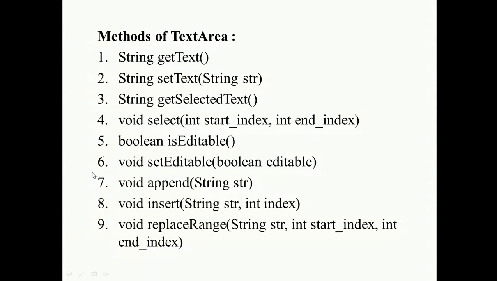The first six methods are the same as the text field, but the last three methods, that is append, insert and replace range, are the new methods in the text area. Append method is mainly used to append the string at the end of the current text. Insert method is used to insert a string into the text area, and replace range simply replaces the characters from start index to end index minus 1 with the specified string str.